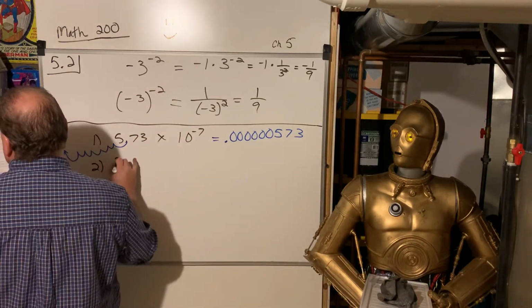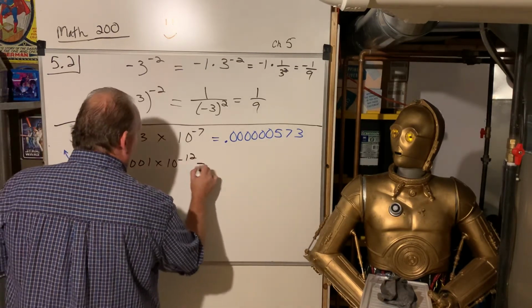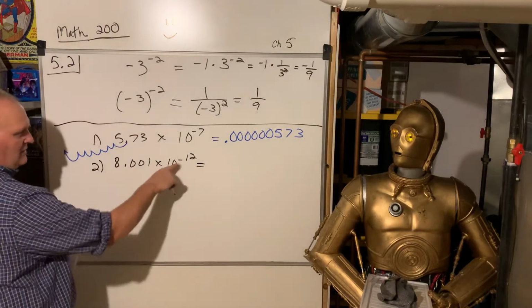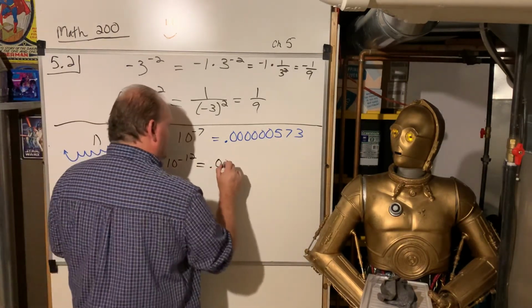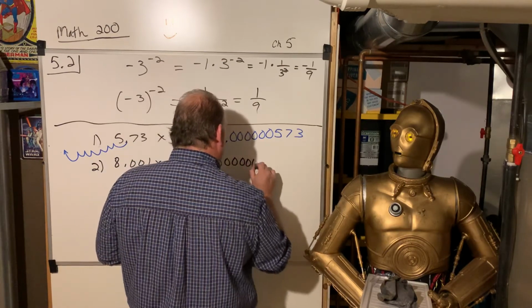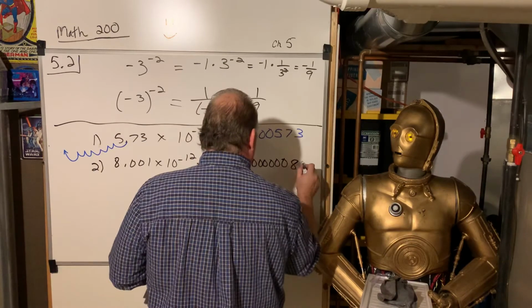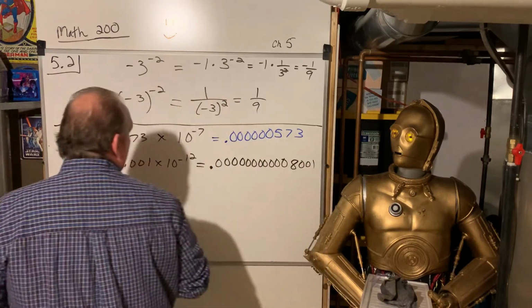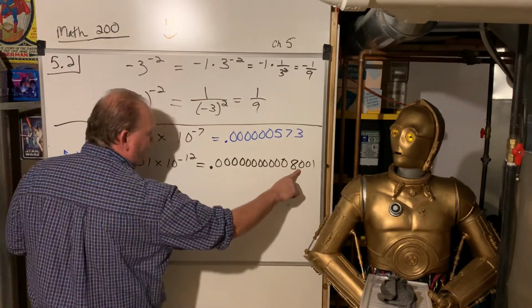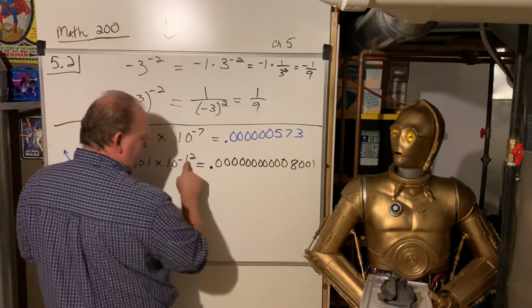We got 8.001 times 10 to the negative 12th. So this one, I'm just going to count out 11 zeros. 1, 2, a decimal, and then 1, 2, 3, 4, 5, 6, 7, 8, 9, 10, 11, and then 8, and then 0, 0, 1. Okay? So it is 12 places. It's 1 and then 11 zeros. So it is 12 places like it told me.